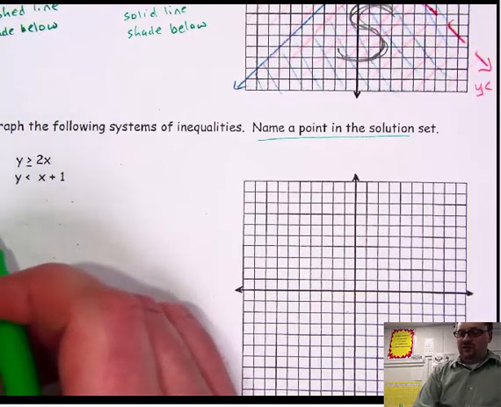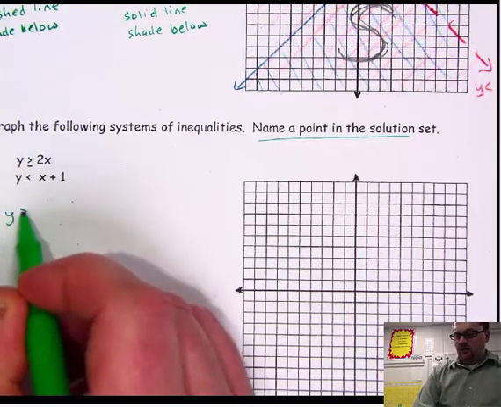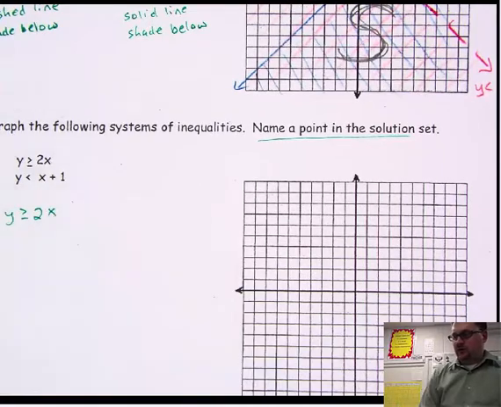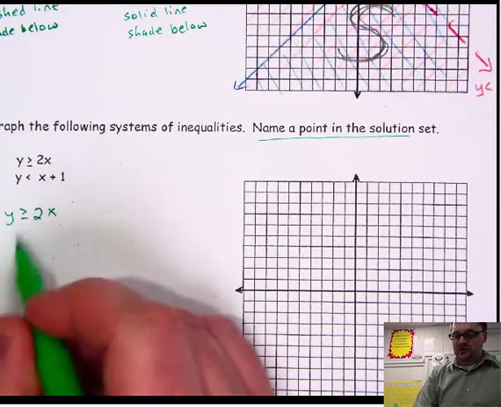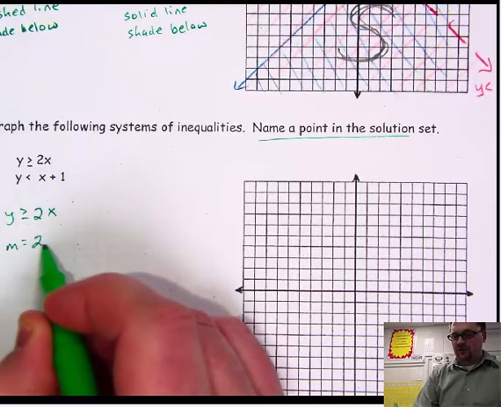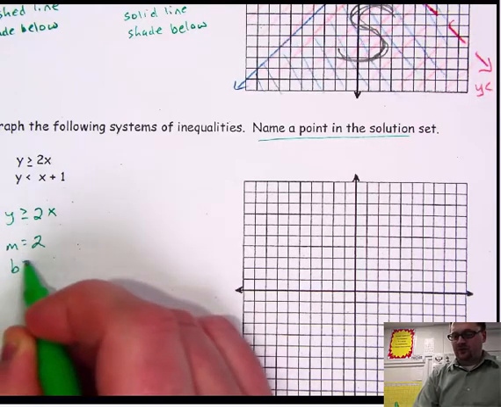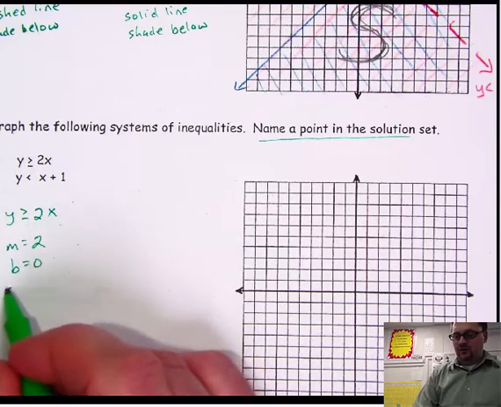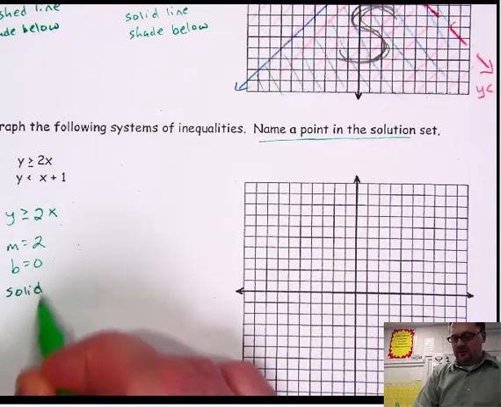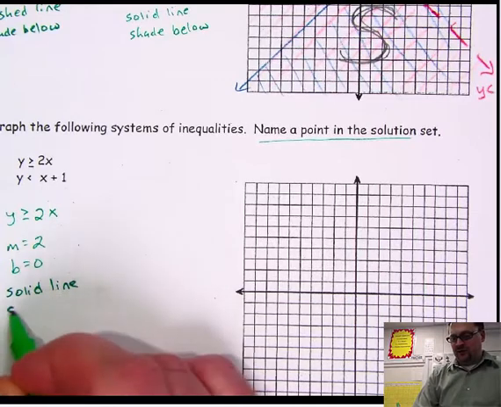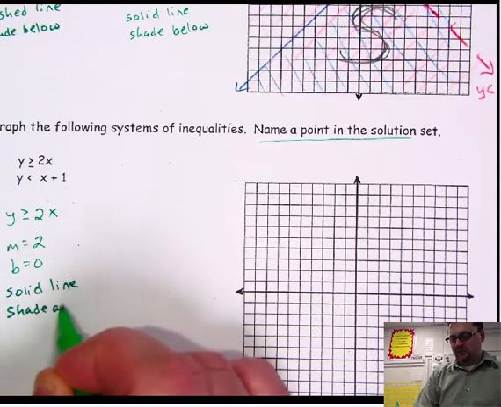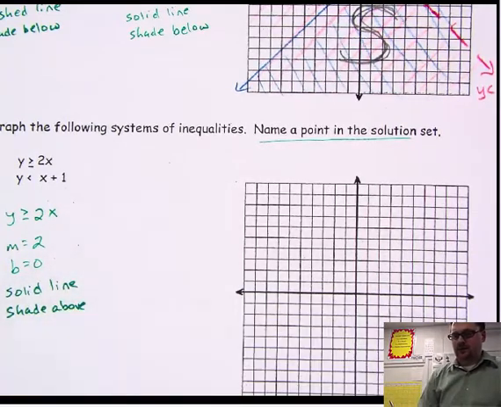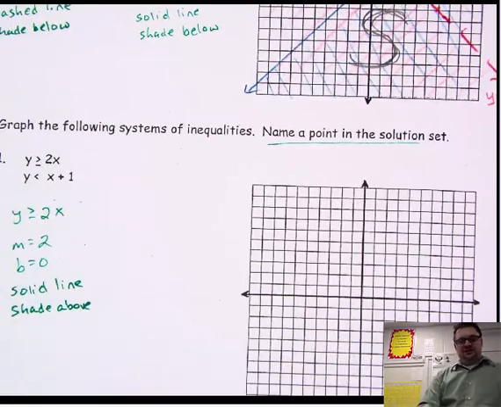So I'm going to start with my first inequality. I had y is greater than or equal to 2x. What are the 4 pieces of information? Well, I know the slope is 2. I don't see the y-intercept, which makes it 0. This is a greater than or equal to, so it's a solid line. And since it's greater than, I'm going to shade above. Okay? So let's get that on the graph.